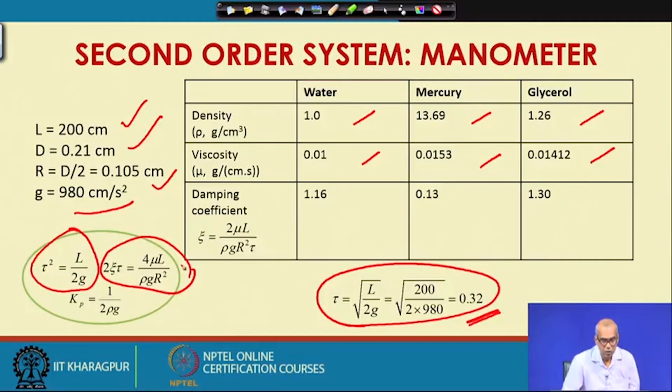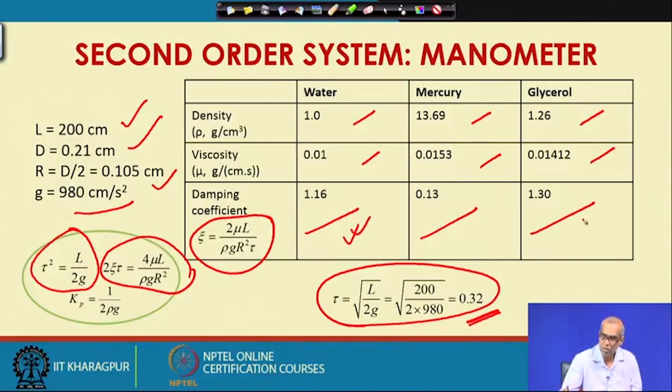Now, the damping coefficient is obtained from 2 zeta tau equal to 4 mu L by rho g r square, where mu represents viscosity, values are given. Tau is computed now. So, you can directly make use of this equation, which has been rearranged to obtain zeta. So, we get zeta equal to 1.16, zeta equal to 0.13 and zeta equal to 1.30. So, this is overdamped, this is underdamped, this is overdamped.